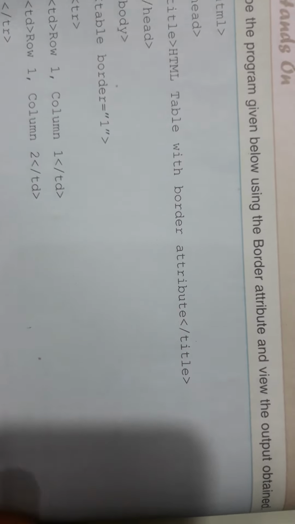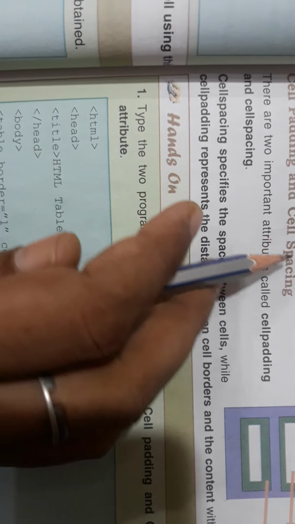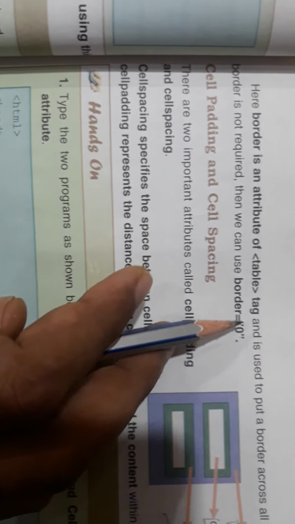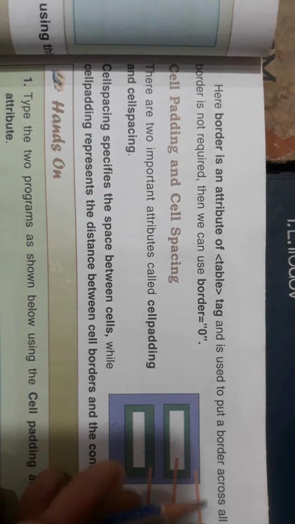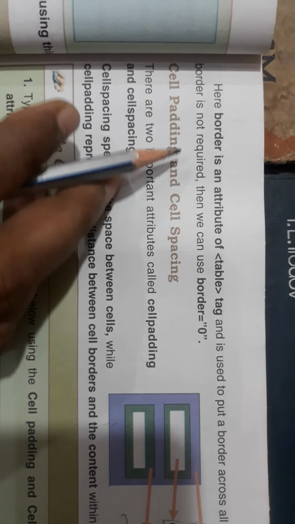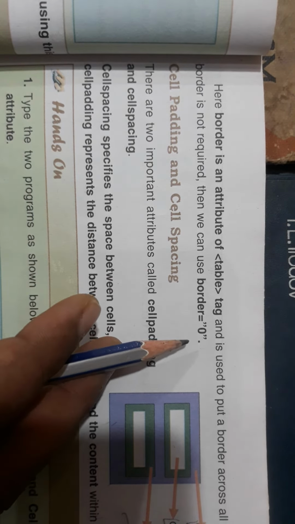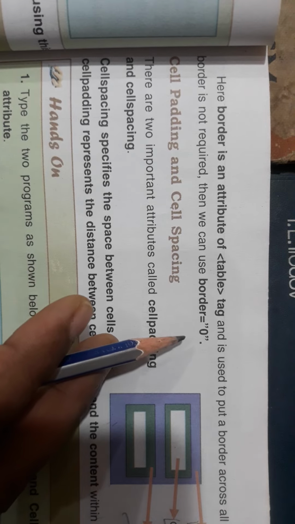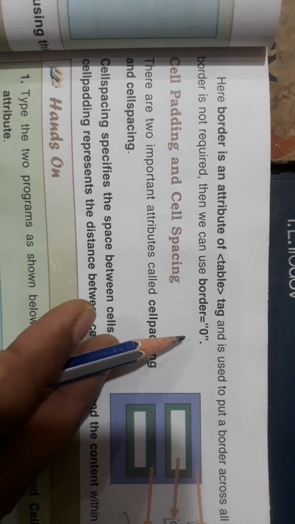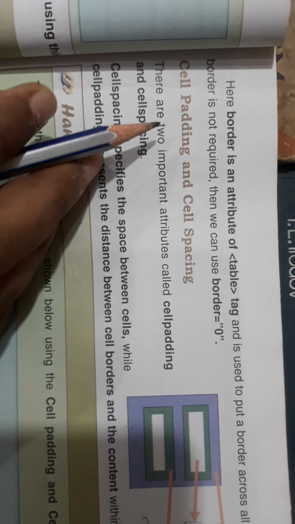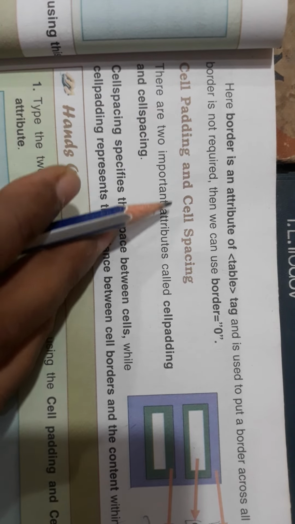This is a program you should type and find the result. Now here border is an attribute of the table tag and is used to put a border across all the cells. If a border is not required, then we can use border 0. I have already discussed cells in the first video. You can watch cell padding and cell spacing.